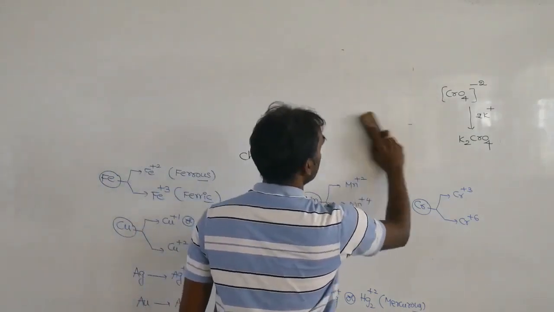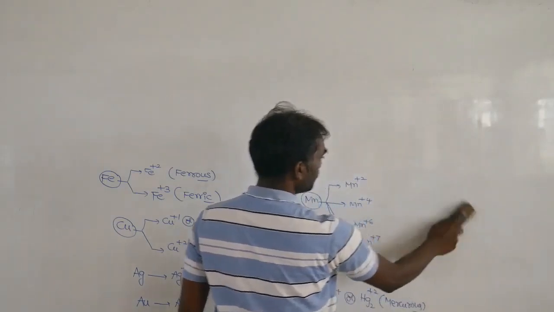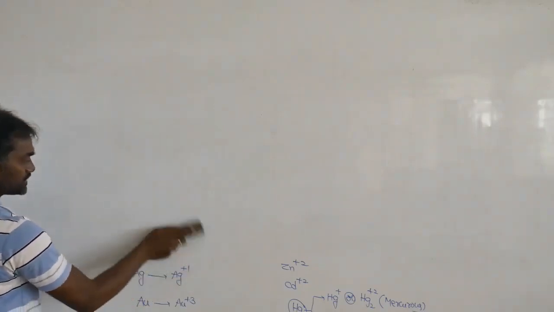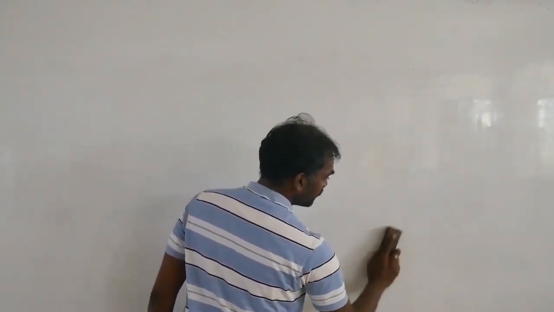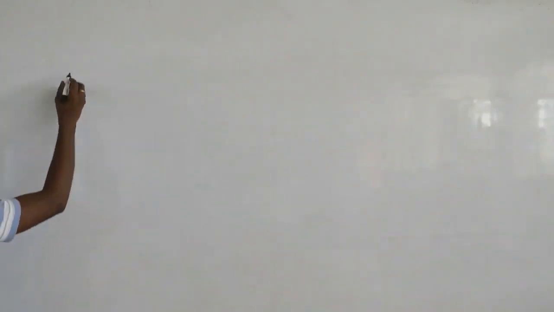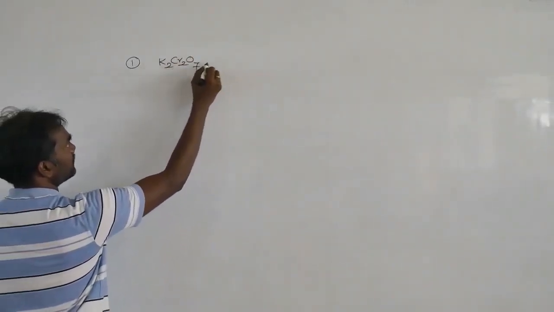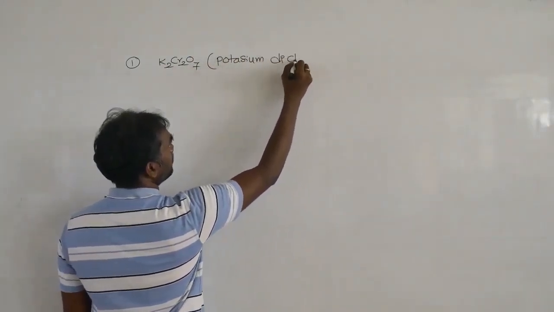Okay, these are the important D-block element compounds. So in the D-block elements we have 2 important compounds, and that is what we are going to discuss. One is K2Cr2O7, another one is KMnO4. So with these 2 compounds our chapter will be completed. One is K2Cr2O7, potassium dichromate.